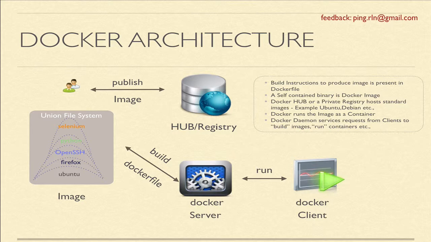See, the Docker server acts on the Dockerfile, and it can be used to build a Docker image. And once the image is built, you can run it with the Docker client using the run command. So build and run are the two commands that are used to build an image as well as run the image with the Docker client.